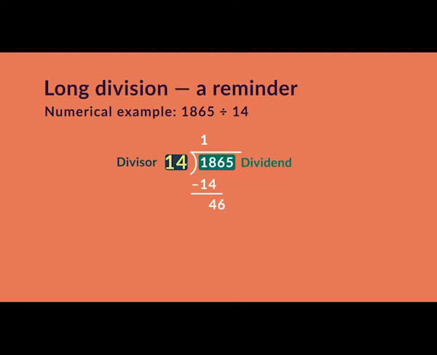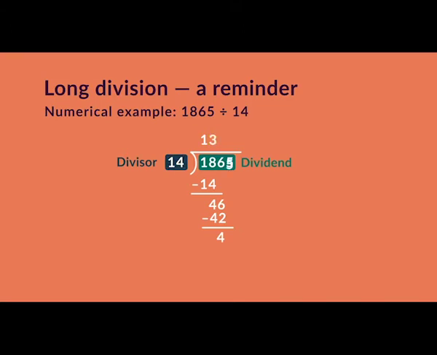Now, bring the next digit from the dividend down to make the number 46. How many times does 14 go into 46? The answer is 3. So we write 3 at the top of the line, and 3 times 14 is 42. So we write this below the 46 and subtract it, leaving a remainder of 4.